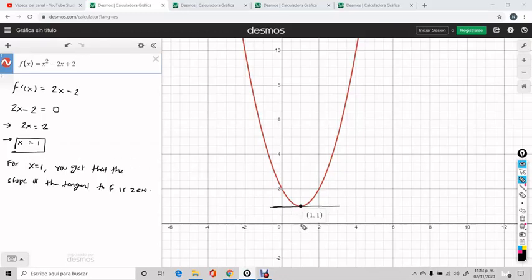Look, for x equals 1, right there, we get that the slope of the tangent is 0, and we get this turning point. So basically, we say that this point, x equals 1, in this case, comma 1, is a turning point. And what happens right there? My function goes from a decreasing behavior to an increasing behavior. Now, how do I know?